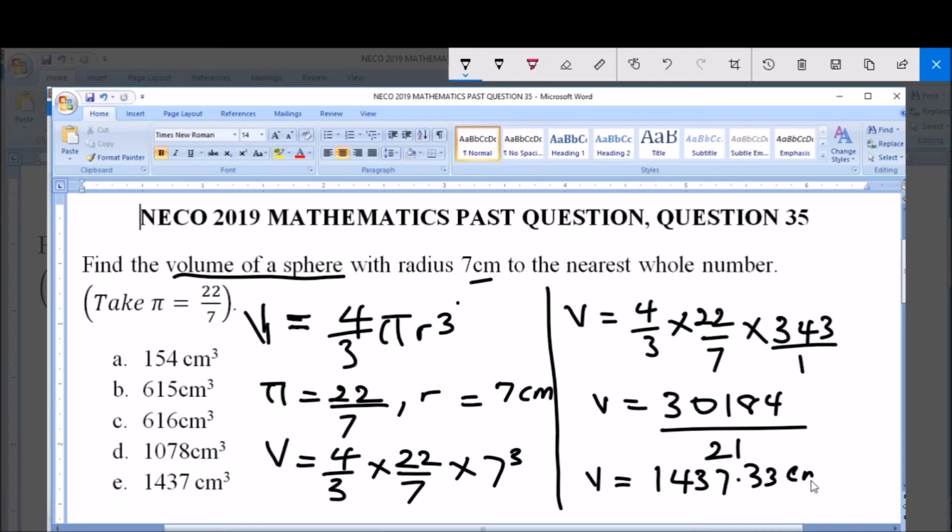1437.33 cm³. But the question says to the nearest whole number. And so because the number after the decimal point is less than 5, we round down, and so V, the volume, is approximately 1437 cm³, and that is option E, which is the volume of the sphere.